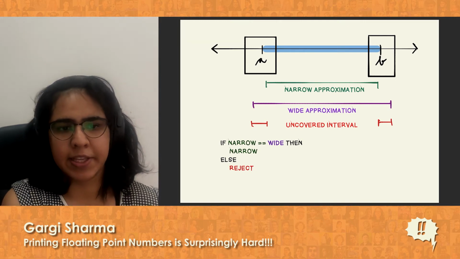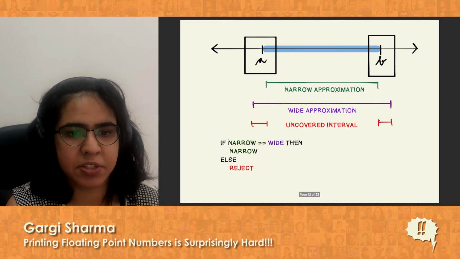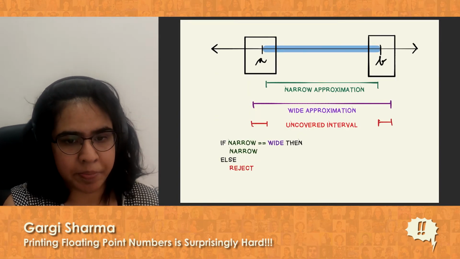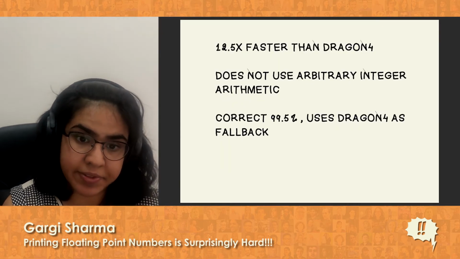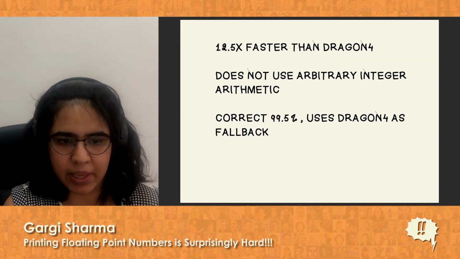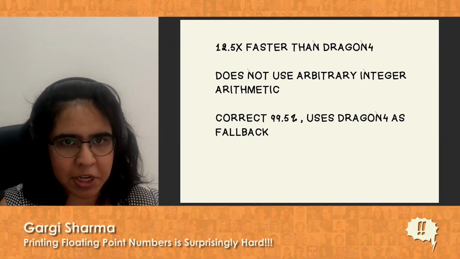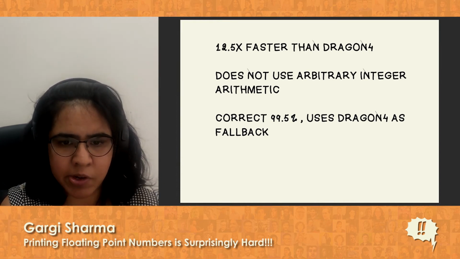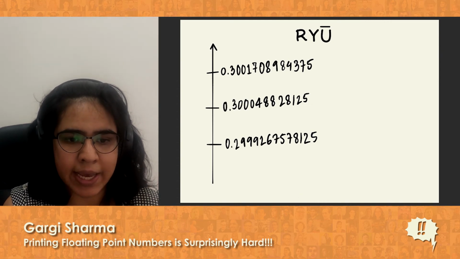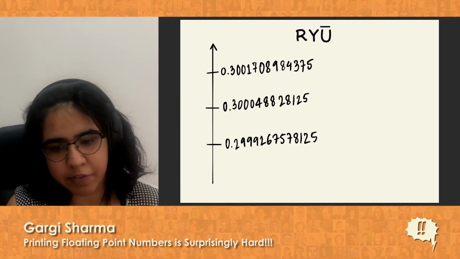If you imagine a brush sweeping through this number line, we have a relatively bigger brush to do bigger and faster approximations, and then you have a wider approximation that's outside this range of a and b. But there's an uncovered interval, and if the narrow approximation and wide approximation match, then we found the shortest number in this range. But if the shortest number lies in this uncovered interval, then we cannot guarantee that we found the correct number, and we will fall back to Dragon4.